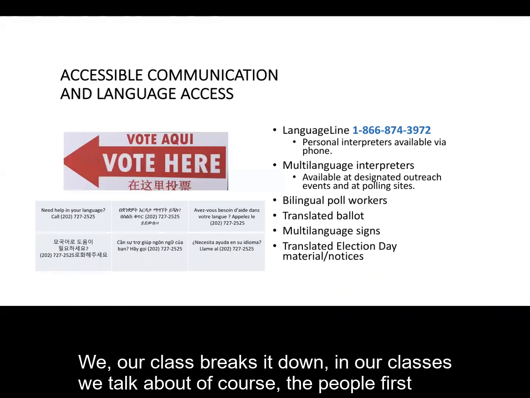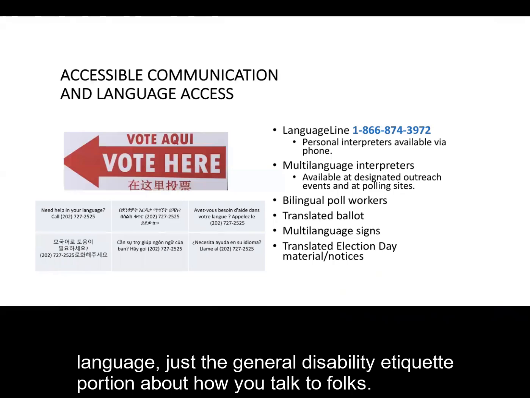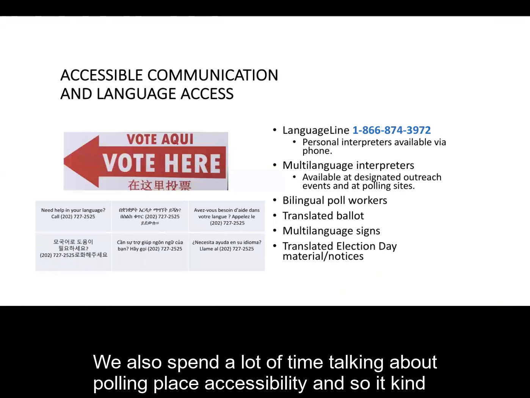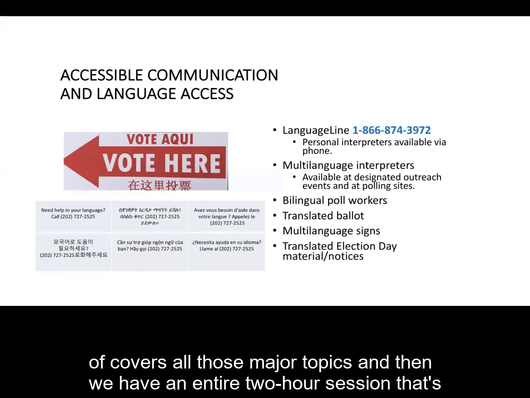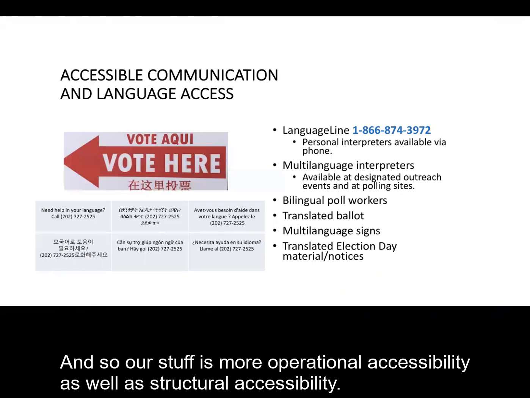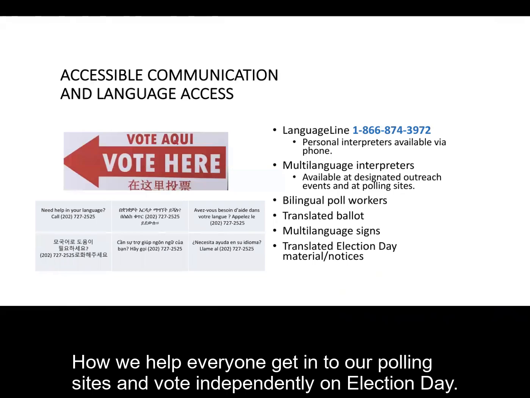Our class breaks it down. In our classes we talk about, of course, people-first language and the general disability etiquette portion about how you talk to folks, and we break it down by various disabilities. We also spend a lot of time talking about polling place accessibility, so it covers all those major topics. And then we have an entire 2-hour session that's simply about how you post the signs and how you make the routes accessible. So our stuff is operational accessibility as well as structural accessibility, how we help everyone get into our polling sites and vote independently on election day.